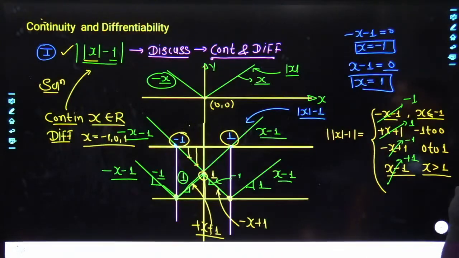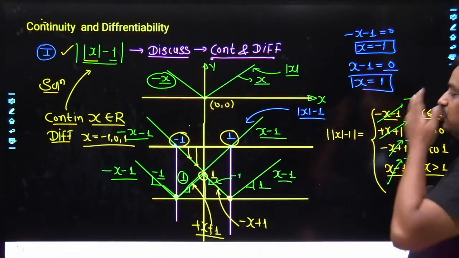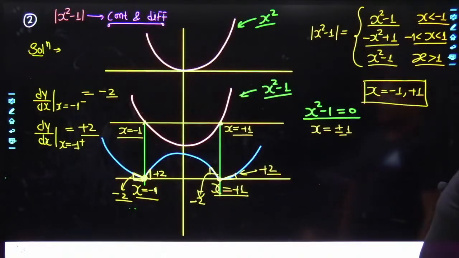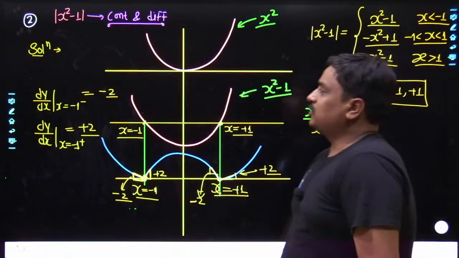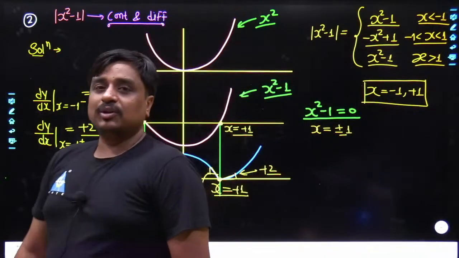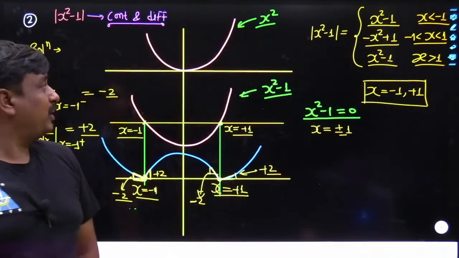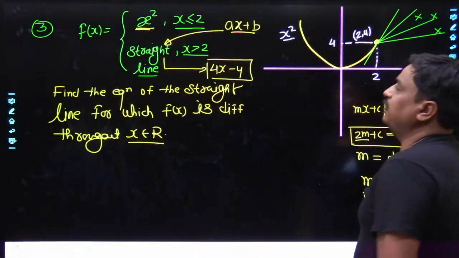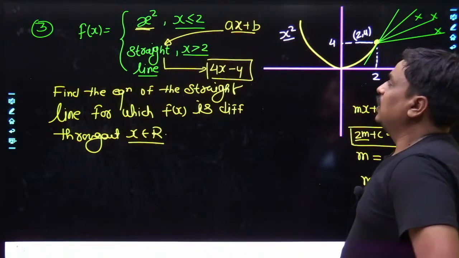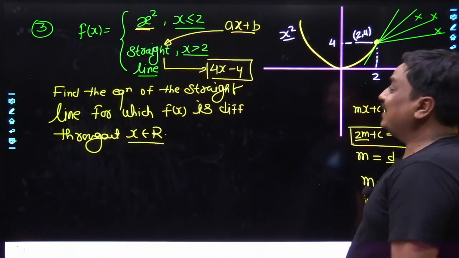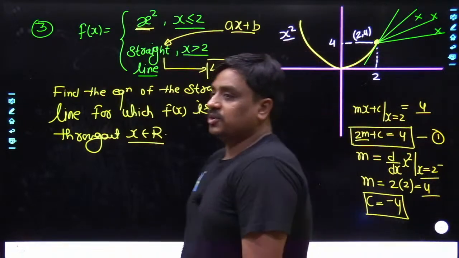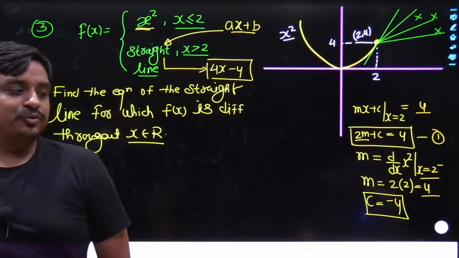So 3 different kinds of problems we have been visualizing so far. The first problem was mod of x minus 1. The second kind of problem was mod of x square minus 1. Again, I was discussing the concept of differentiability at this point. And the third question in the row was the function f of x defined as x square for x less than or equal to 2, and as a straight line for x greater than 2. I wanted to have the equation of the straight line which would satisfy this requirement.